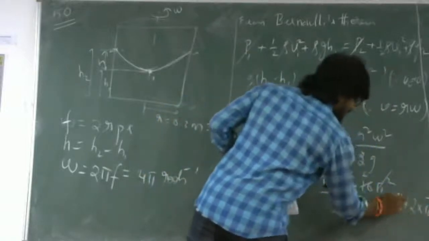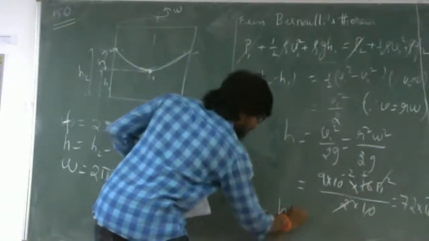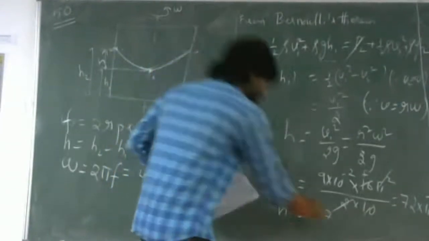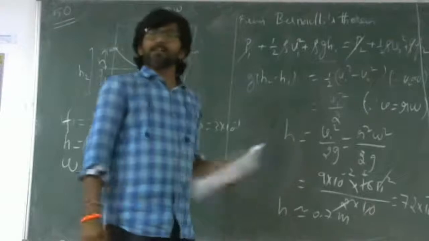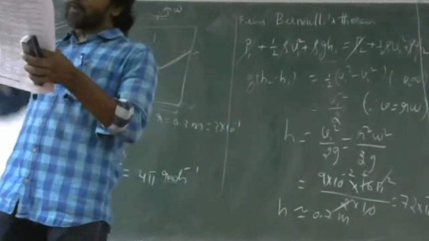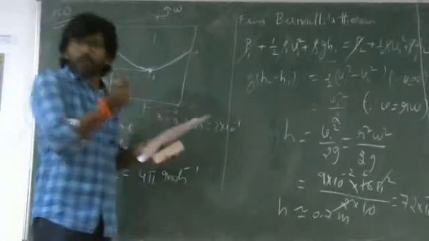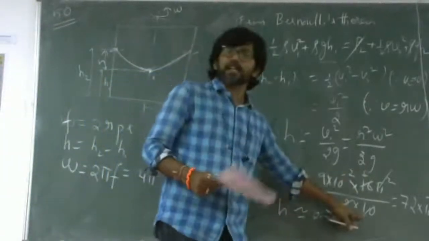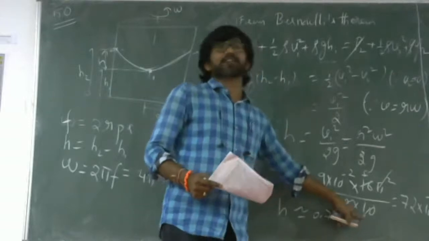So it can be written as 0.72, or h is approximately equal to 0.7 meters. But in the options, if you see 0.01, 0.02, 0.04, 0.8 is given. Because 0.8 is near to this 0.72. Actually we taken the g value as 10 here, but the actual value of g can be taken as 9.8.